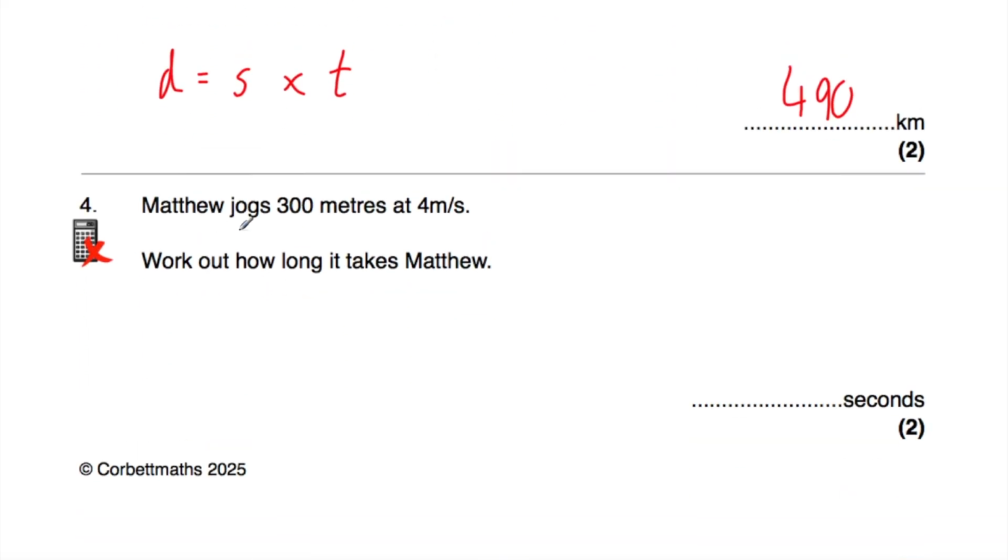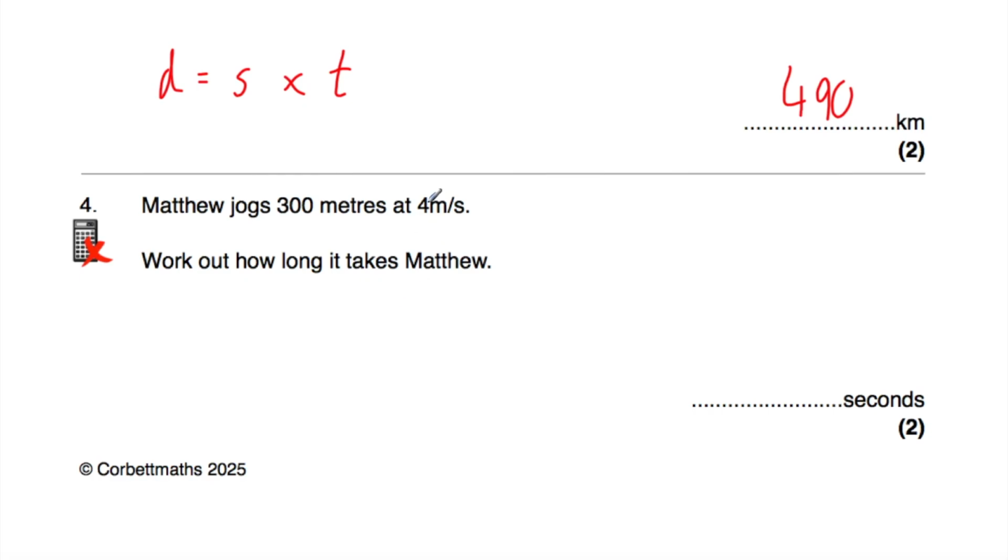Question number 4 says Matthew jogs 300 meters at 4 meters per second. Calculate how long it takes Matthew. Okay, so he jogs the distance of 300 meters, and his speed is 4 meters a second. That means that every single second he runs 4 meters. So if we divide 300 by 4, that'll tell us how many seconds it should take, because every single second he runs 4 meters.